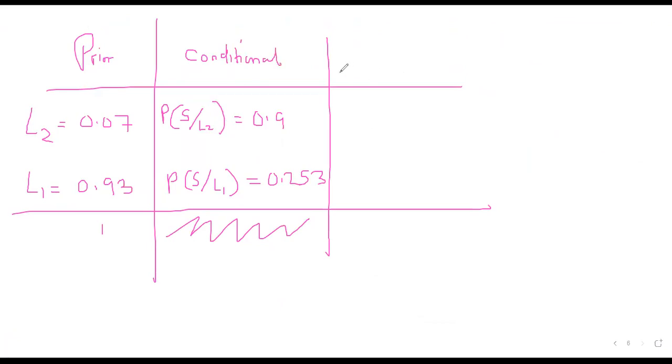Yes. So what's our next column? Joint. The joint. Good. The joint is also called what? Intersection. So we're going to multiply this one times that one. What are we going to get if we multiply these two? A smoker and he has a lung disease.